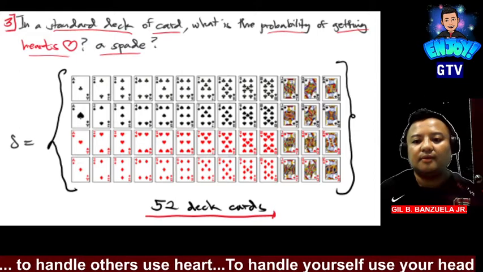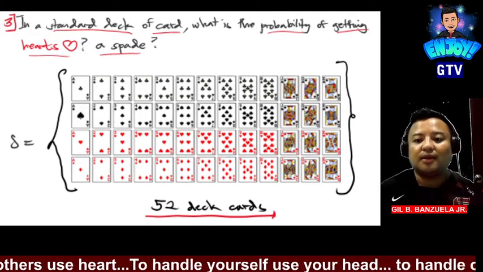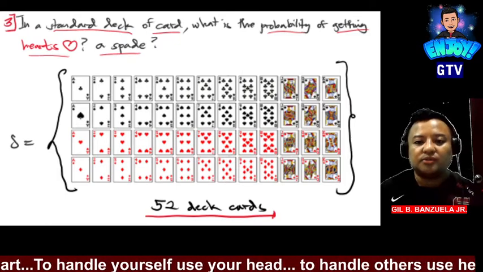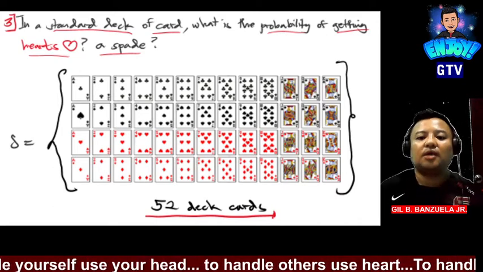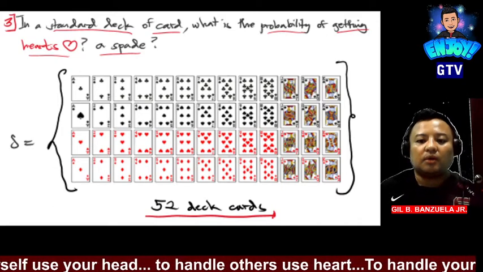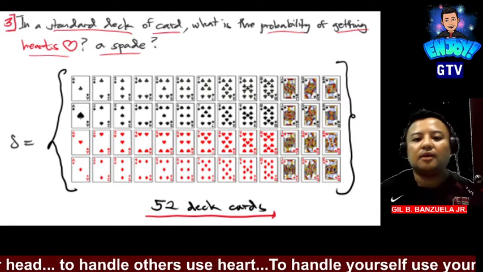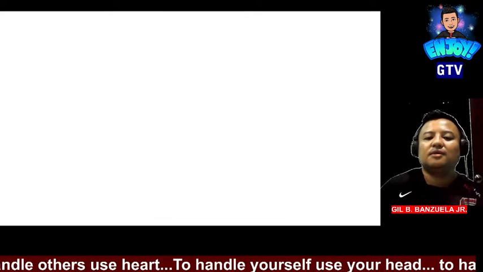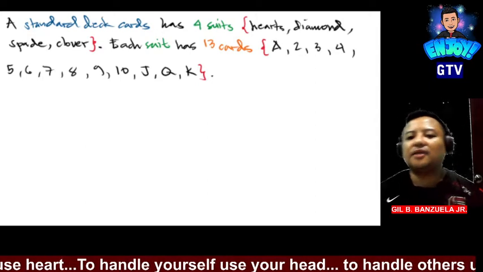Not until sinabi na gamitin natin yung joker as well. Alright? So take note, in a standard deck of cards, we have 4 suits, and each suit has 13 cards. So we have the suits clubs or flower, spade, heart, and diamond. And each suit has 13 cards.